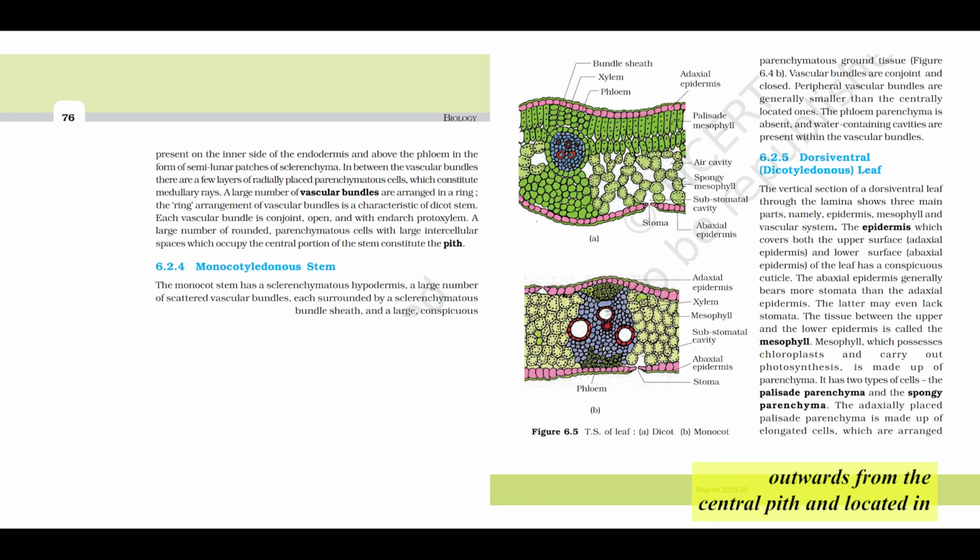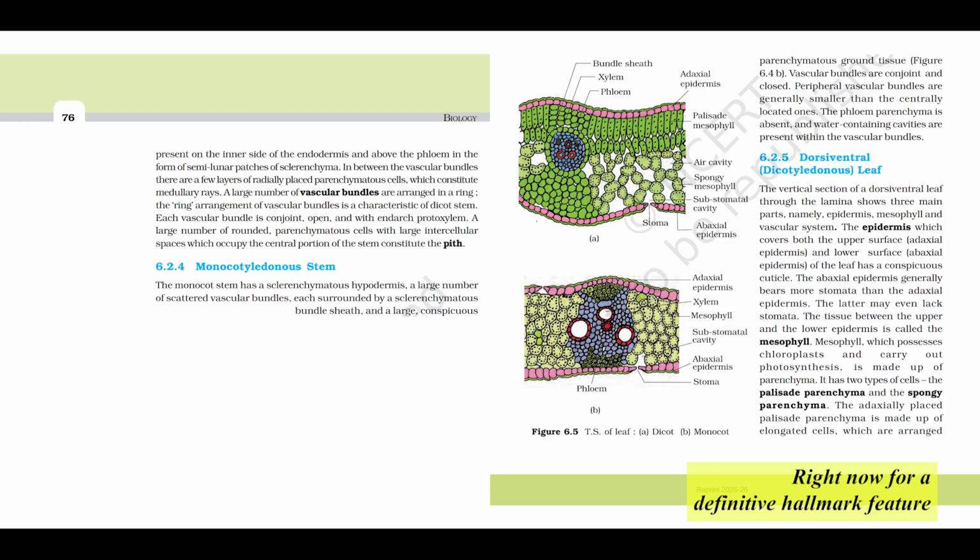Now, radiating outwards from the central pith and located in between the vascular bundles, you'll find a few layers of radially placed parenchymatous cells. These are known as medullary rays. Their main job is to facilitate the radial transport of water, nutrients, and gases moving sideways between the pith and the cortex. They create vital connections across the stem.